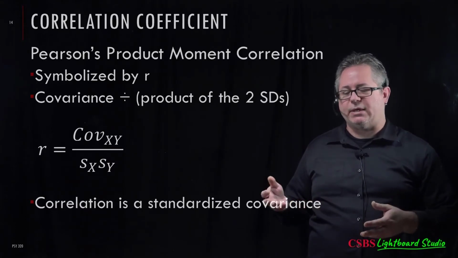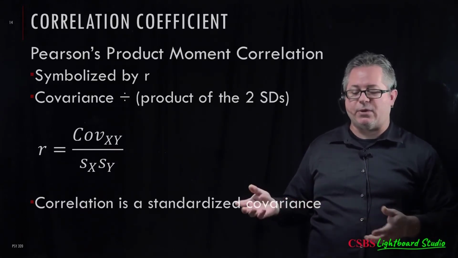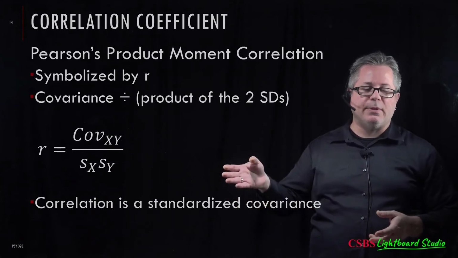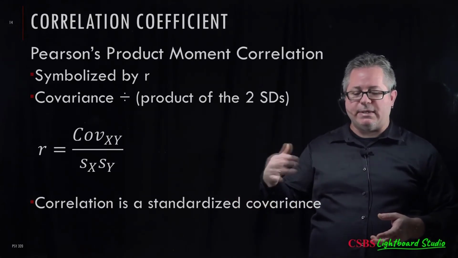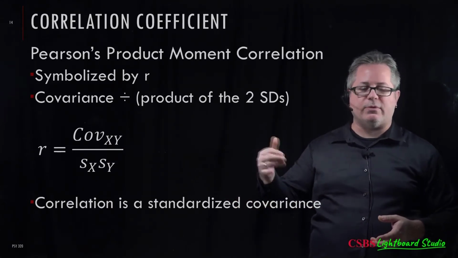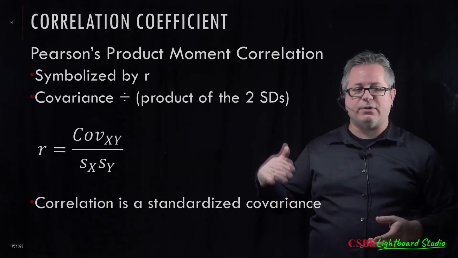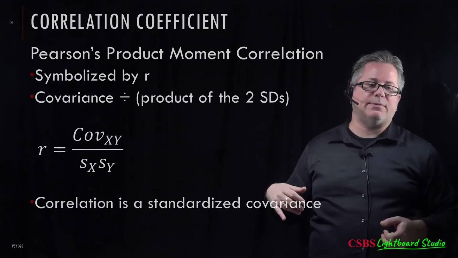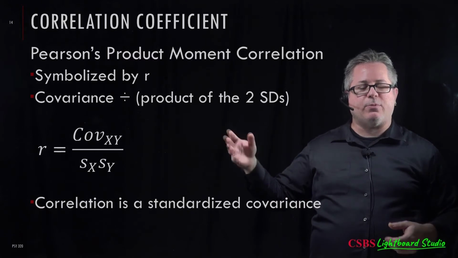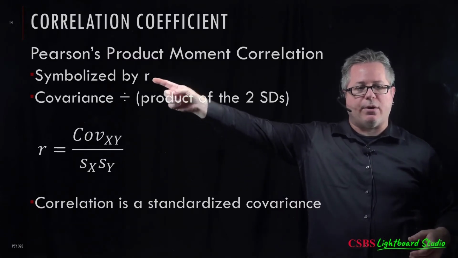We take things and divide by standard deviations to standardize them. We did that with Cohen's d. We subtracted the means between the two variables, and we divided by a standard deviation to standardize the difference. Same thing. So a Pearson product moment correlation is symbolized by R.